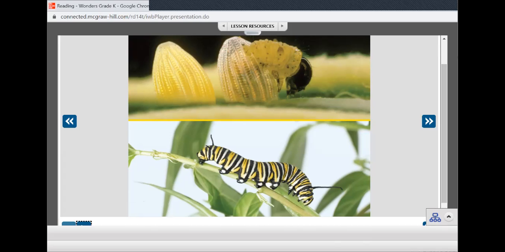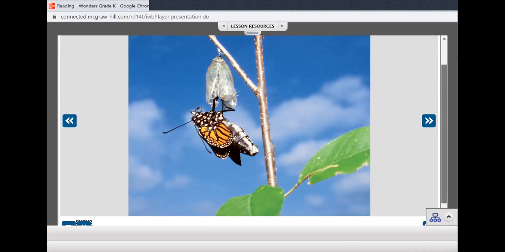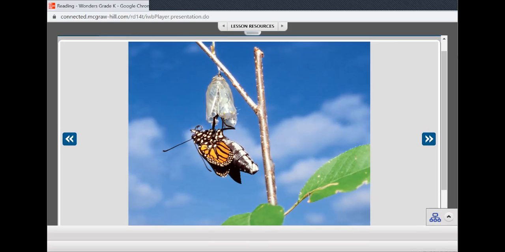This is stage 3. The third stage is called the pupa. First, the caterpillar attaches itself to a plant. Next, it forms a hard case around itself. The case is called a chrysalis, or a cocoon. The chrysalis keeps the caterpillar safe as it gets ready for the final stage. The pupa stage lasts for many weeks.